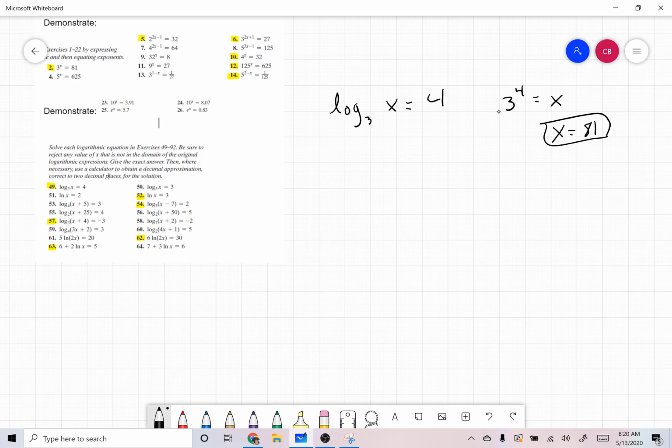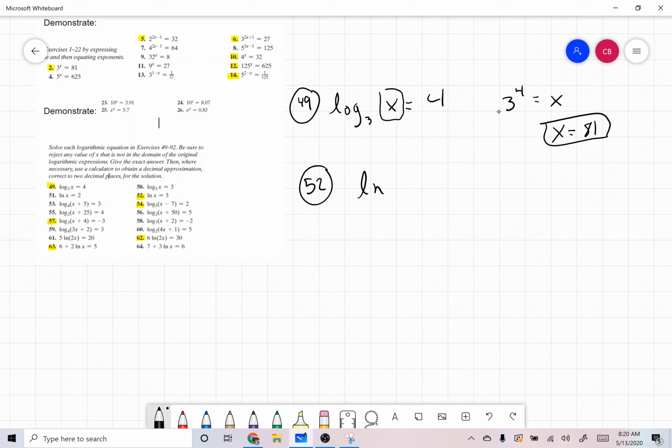Okay, since 81 falls in the range and is positive, this has to be positive or 0. Actually, no, it can't even be 0. Sorry, I forgot. It can't be 0. Since that's positive, we are good to go. We don't have to check this one. Number 52.